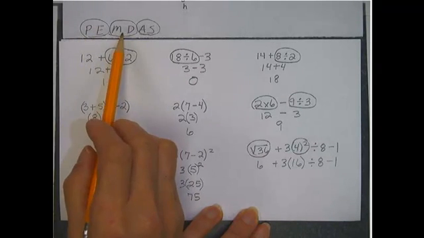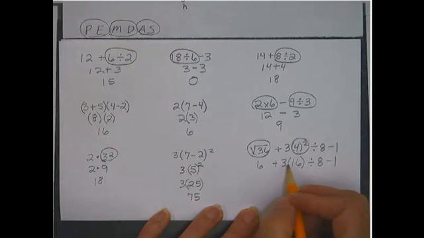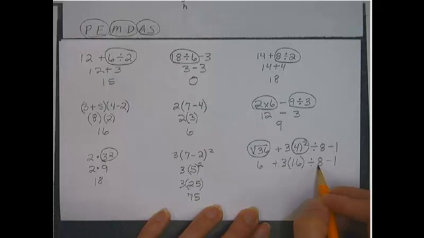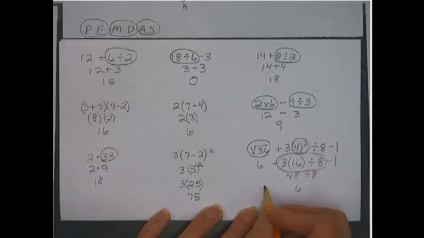The next thing I need to do is move on to multiplication and division. I'm going to have to take care of this multiplication here and immediately follow with that division. I want to carry them out in the order that I see them, although it won't really matter what order I would do that in. I'm going to go ahead and say 3 times 16 is 48. 48 divided by 8 is 6. So all of this has been completed for me. Down here to 6. Then I'm going to bring down the 6 plus and the minus 1.